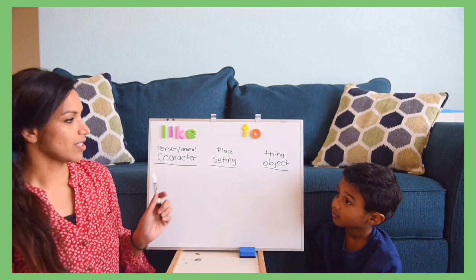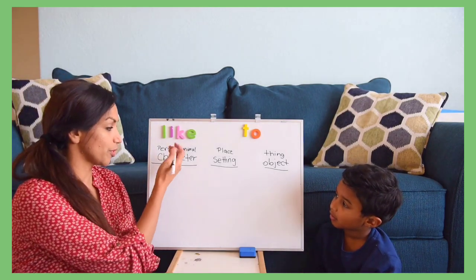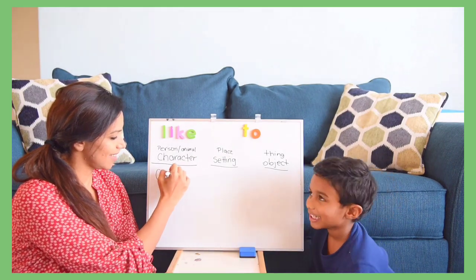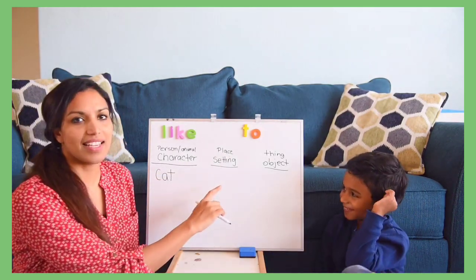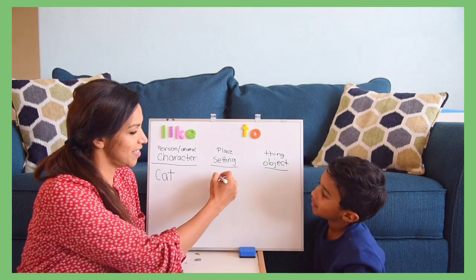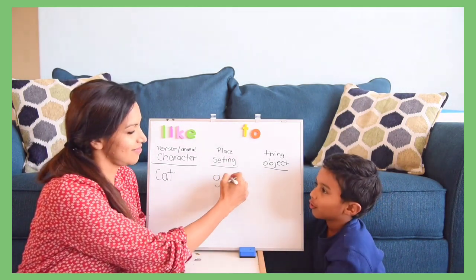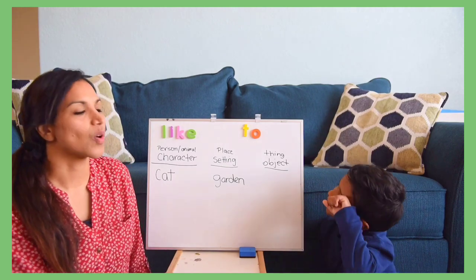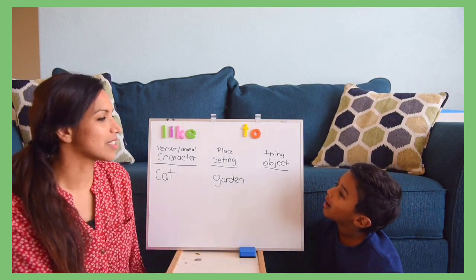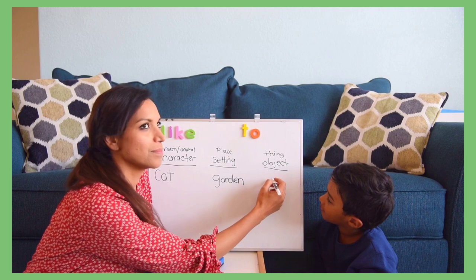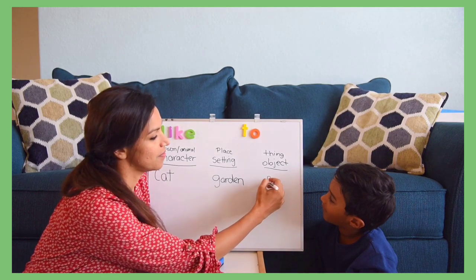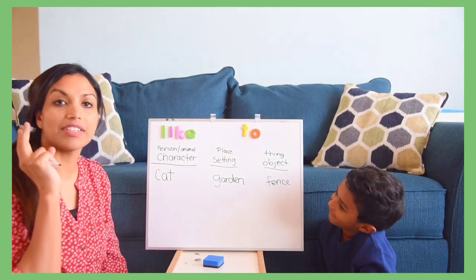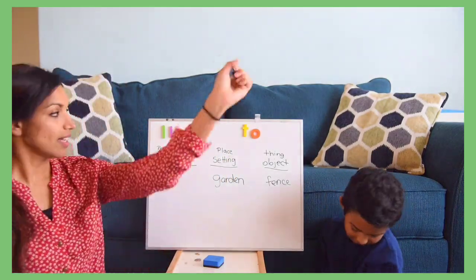So I will go first, Sahil, and your character or your person or animal is a cat. Meow, meow, meow. The setting is going to be in a garden. Flowers. Rolling. The object is going to be what's in a garden that you can see, a fence. A gate. So we're going to create one or two sentences.